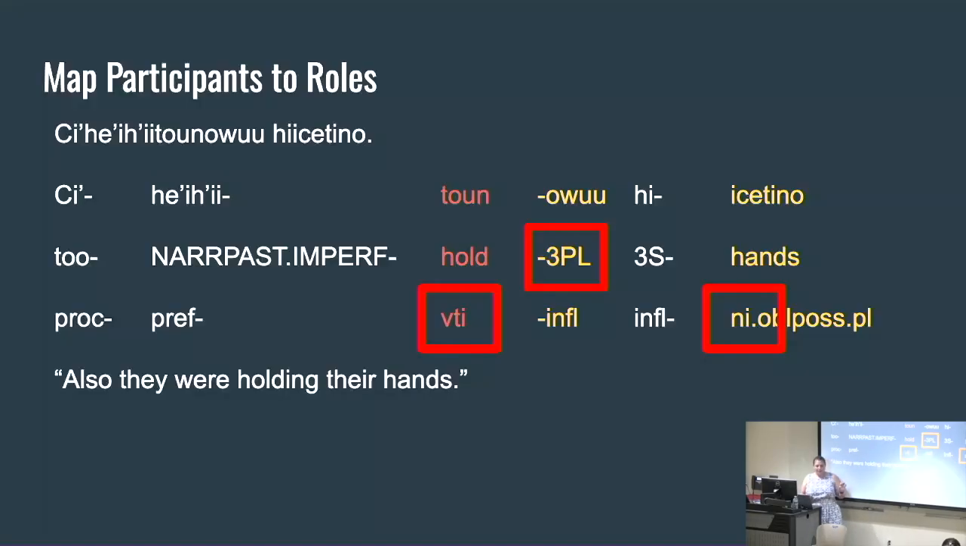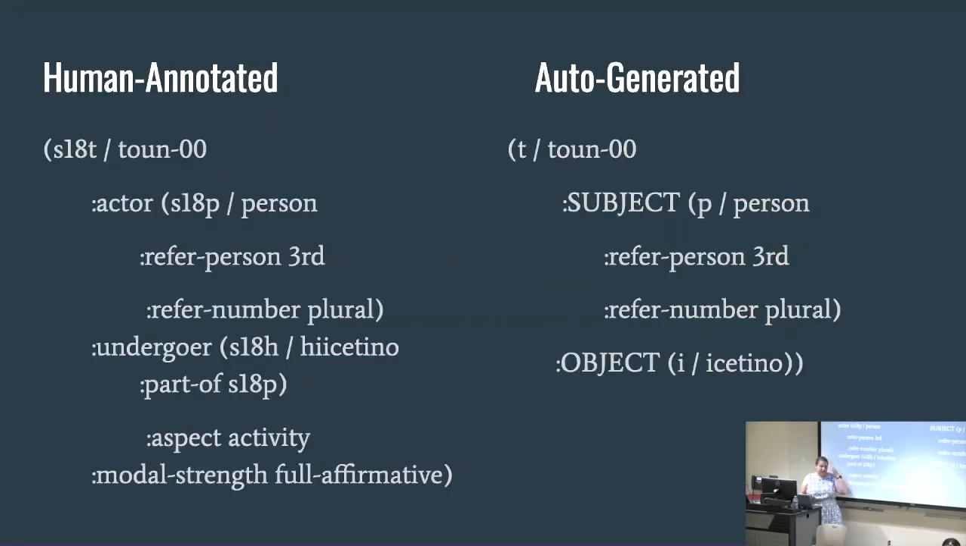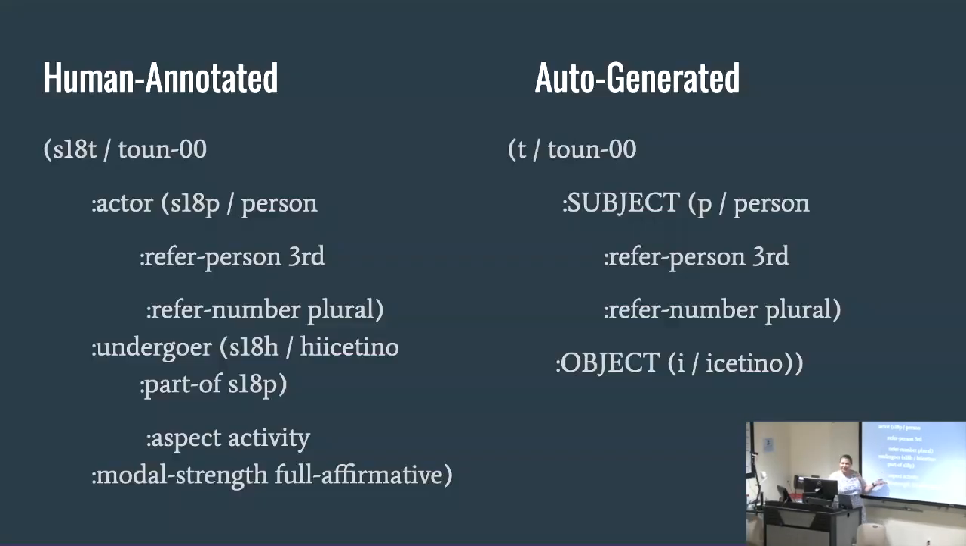In our first version of the system, we really just focused on the core predicate argument structure, with the idea being that if we have that as a skeleton, adding the other pieces of the graph should be much less work. Here's an example of the human annotated graph for one Arapaho sentence and what we produce with our system. So the things highlighted in yellow are the pieces that we captured. You see that we have different argument roles, subject and object instead of actor and undergoer, but we get a good portion of the graph correct. We don't get aspect, we don't get modal strength, for example.